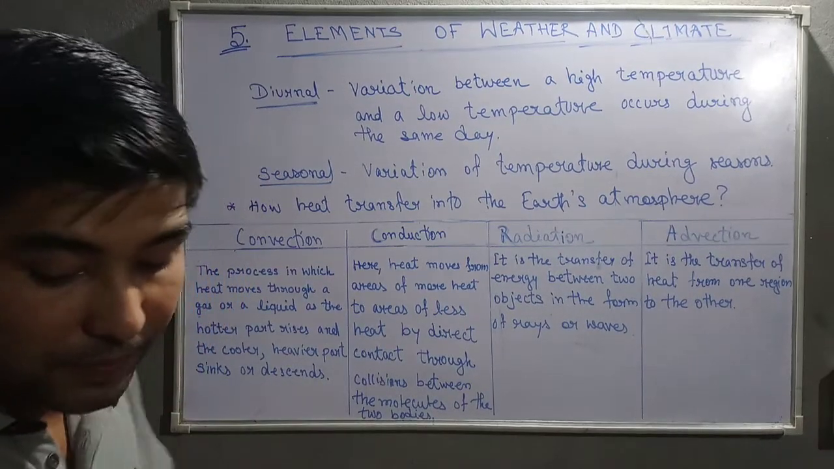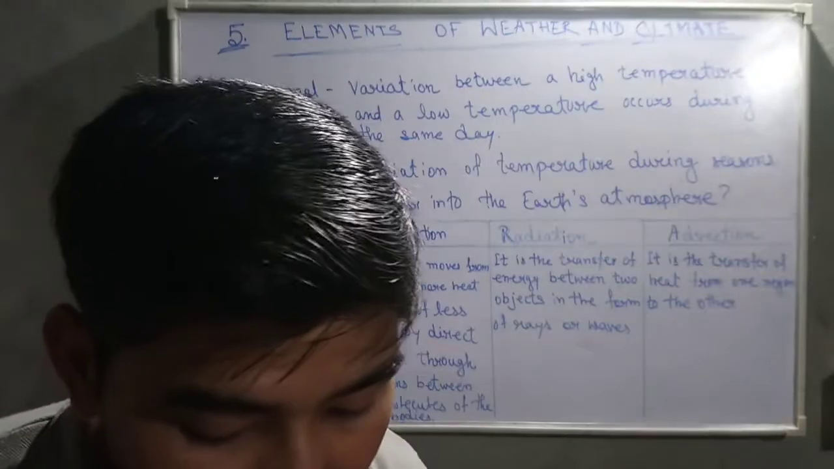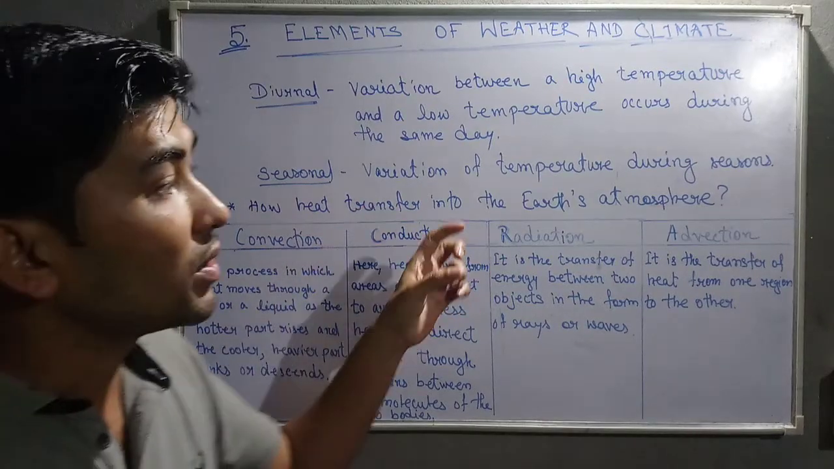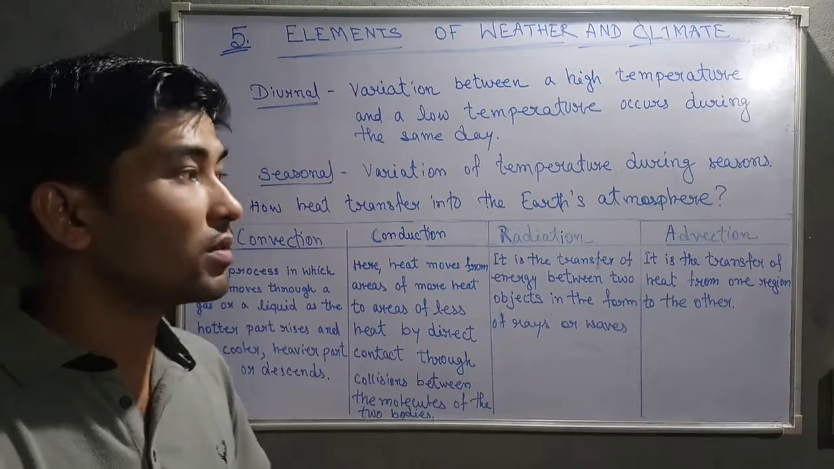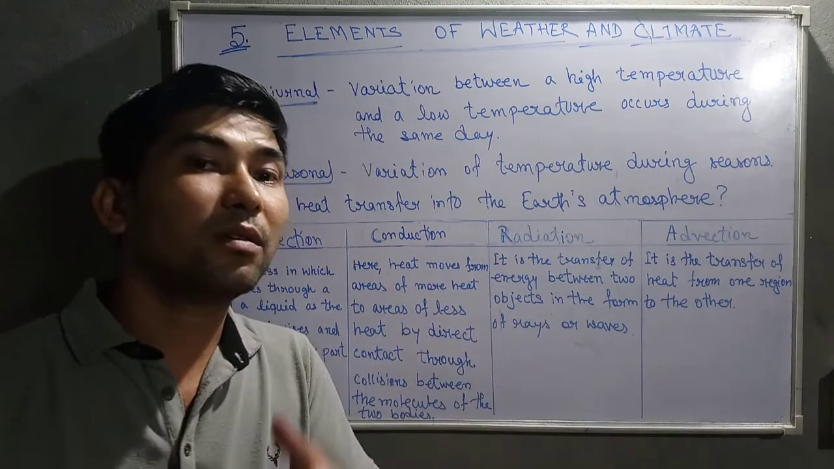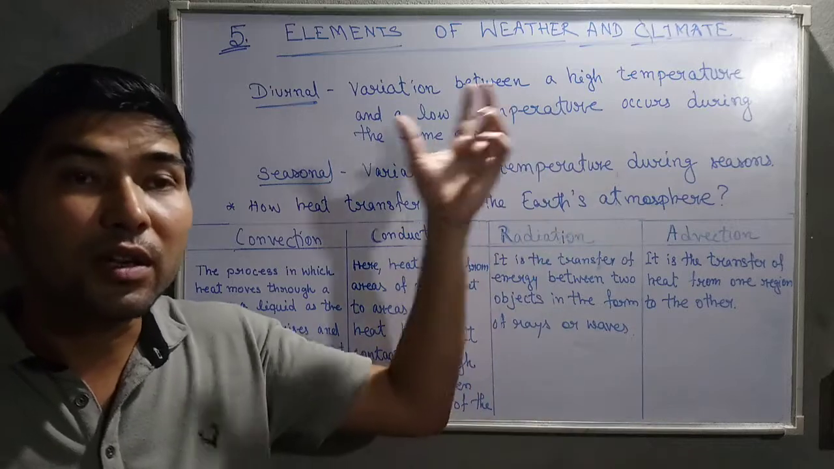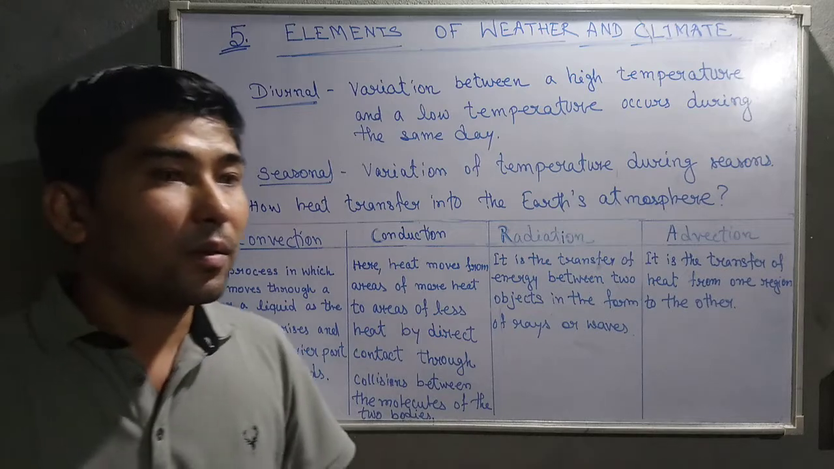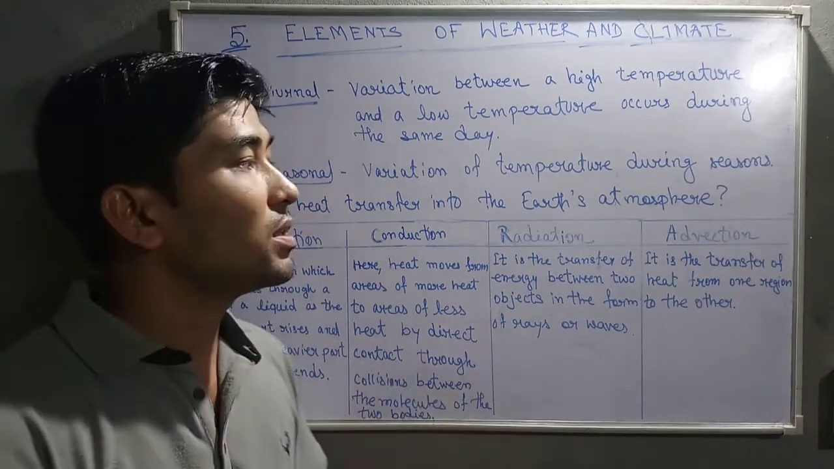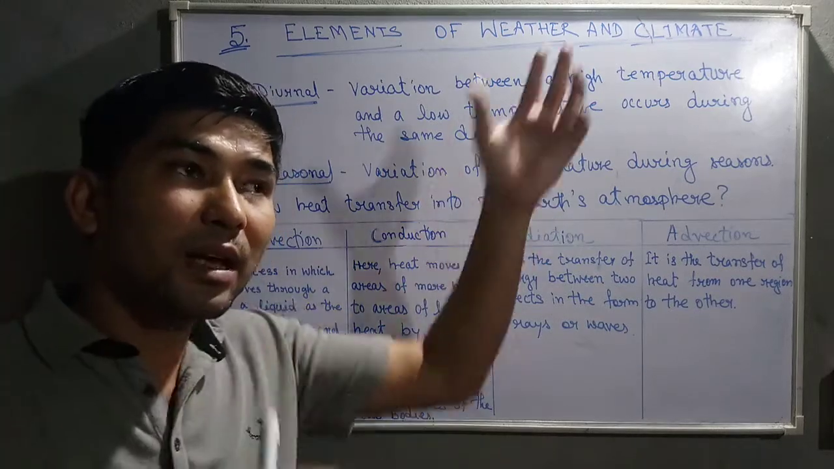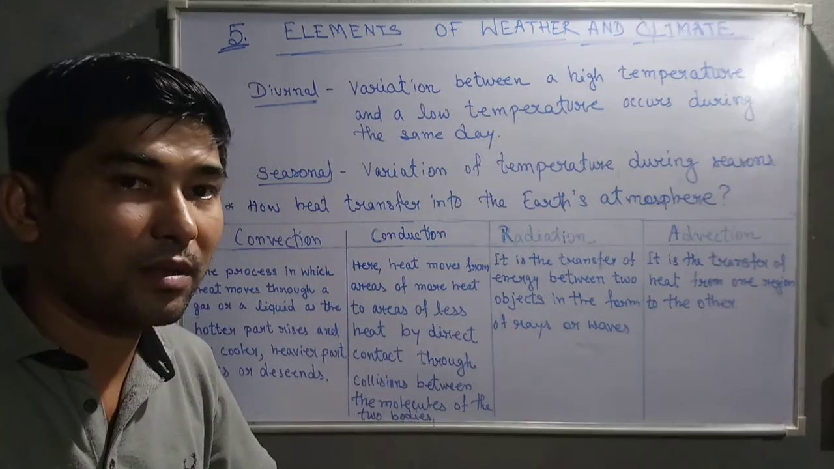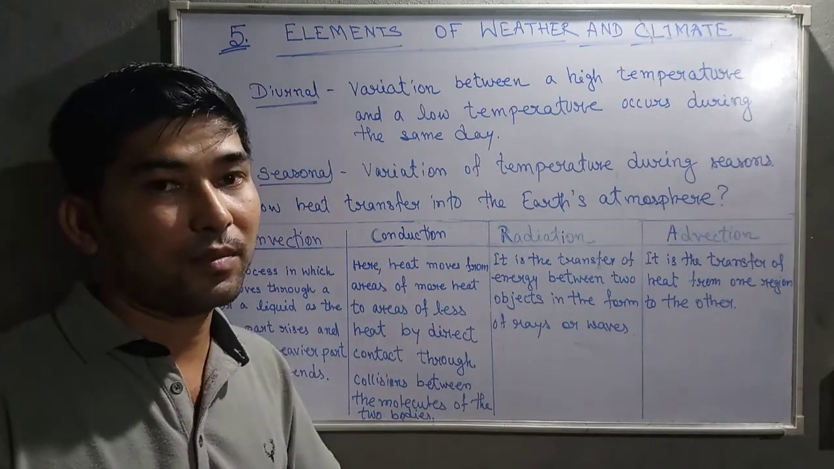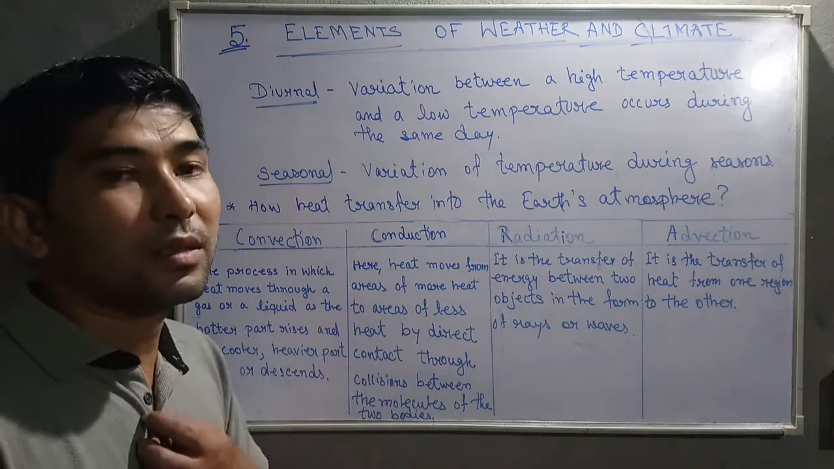Now let's talk about how the heating takes place within the Earth's atmosphere by the sun rays. There are different methods, as we have seen already. Within insolation we have seen that the solar radiation comes and the Earth receives the heat. But there are many ways through which heat is transferred into the Earth's atmosphere. Sun rays reach the Earth and the Earth is heated, but afterwards the Earth's atmosphere is also heated, okay. So how does it happen?